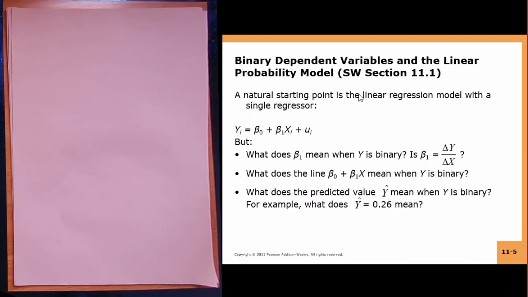So the first way of trying to model binary dependent variables is using the linear probability model. Suppose you were just to take your familiar yi equals beta 0 plus beta 1 xi plus ui. You take this linear regression model.